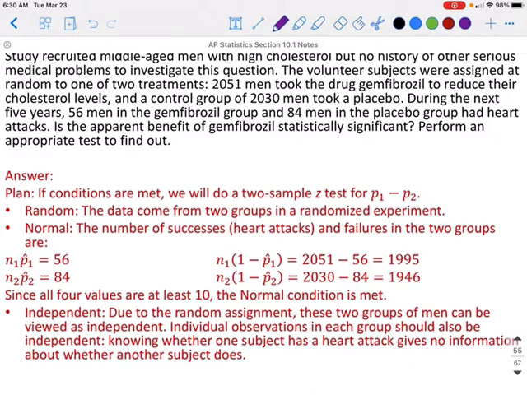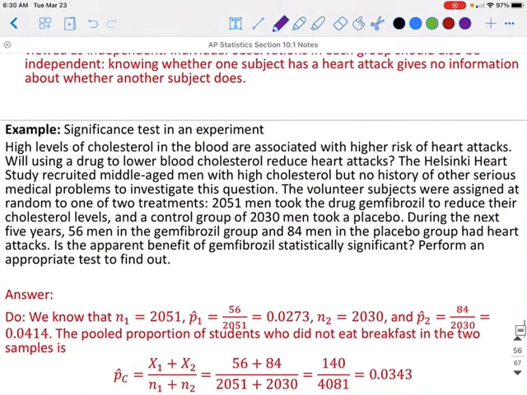Next, we need to check for independence. Due to the random assignment, these two groups of men can be viewed as independent. Individual observations in each group should also be independent. Knowing whether one subject has a heart attack does not give any information about whether another subject does, so these are independent. Next, you're going to do the do part of our process. This is where we're going to do our calculations. So we're going to start.